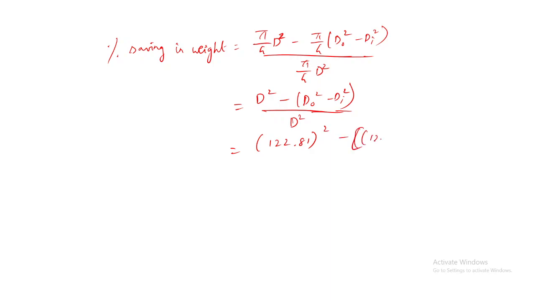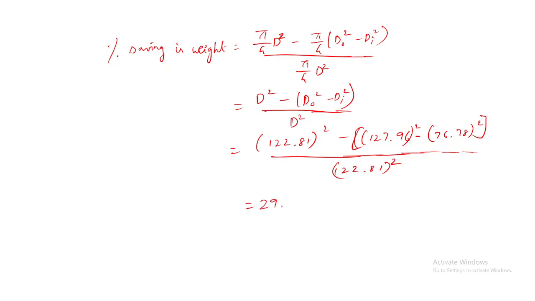It is 122, and this is 127.96, the whole square, into 1 minus 0.36, 76.78 the whole square, divided by 122. So on solving this, how much value are you getting? 29.8%. Okay. So the textbook answer is more or less equal to what you have given. The textbook answer is 39.39%.